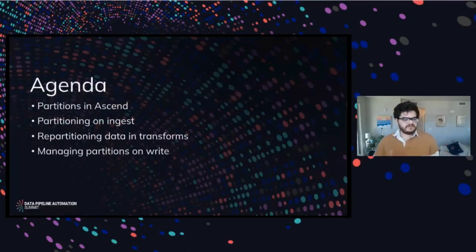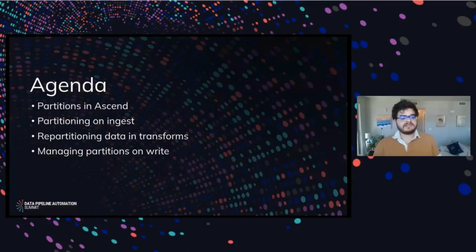So let's briefly talk about what we're going to be digging into today. The first thing I'm going to cover is partitions within Ascend. Just generally, what are they? How do they work? Where to look in the UI to actually understand what they're doing. And then we're going to take a little trip down your pipeline to understand how partitioning works in ingest, how repartitioning your data works in your transforms when you're actually transforming your data, and how you can manipulate that to best meet your use cases.